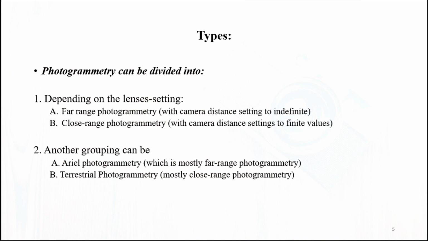So when we're looking at the types of photogrammetry, you can classify them into two, depending on the lens settings. We can have a far range photogrammetry and we can have a close range photogrammetry. And the other one can also be in terms of aerial photogrammetry and terrestrial photogrammetry. From the names, it is self-explanatory, based on either the lens settings or the aerial or terrestrial view.